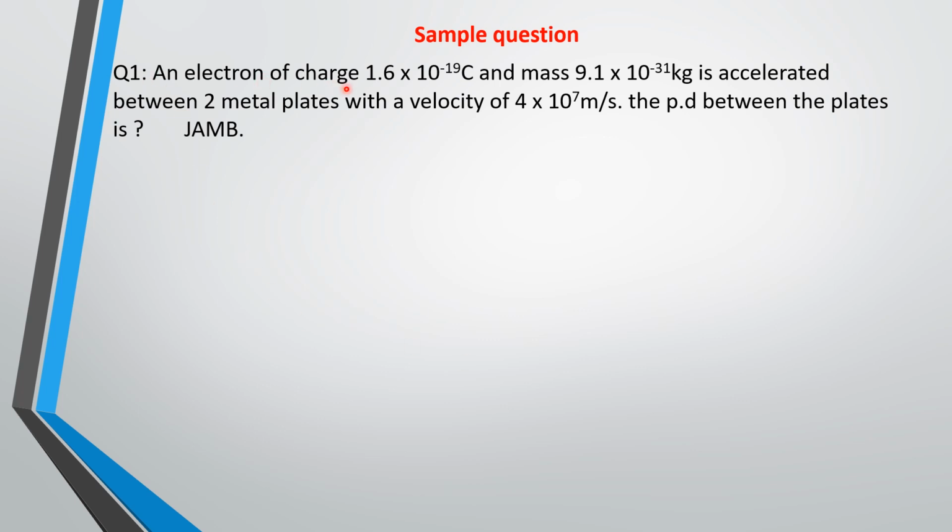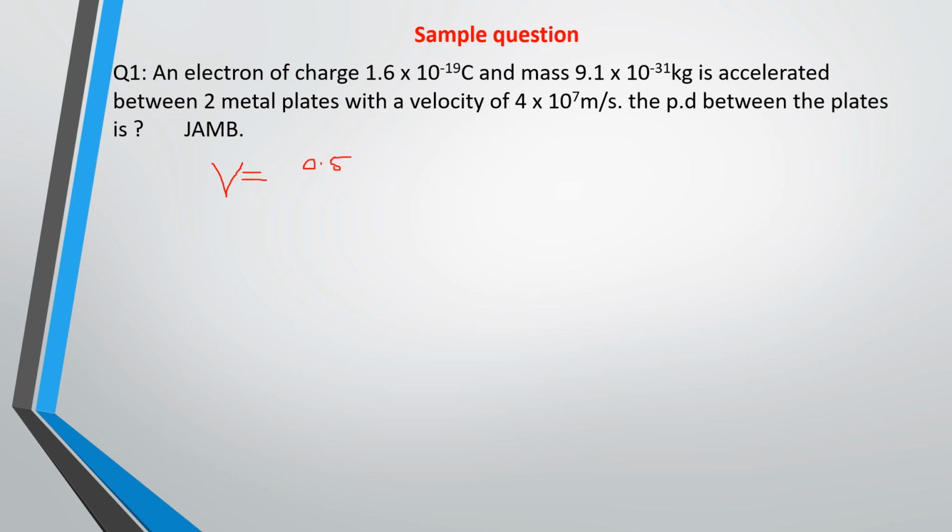An electron of charge 1.6 times 10 to the power minus 19 coulomb and mass 9.1 times 10 to the power minus 31 kg is accelerated between two metal plates with a velocity of 4 times 10 to the power 7 meter per second. The potential difference between the plates is what? JAM. So here I said that potential difference equals to what?